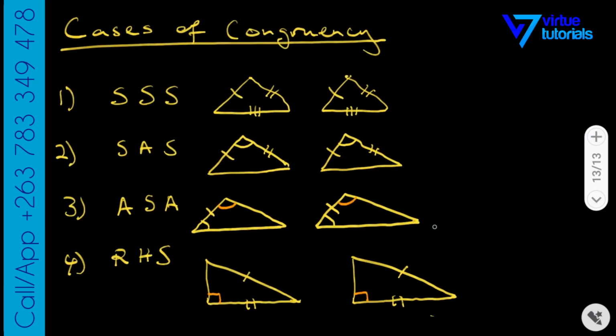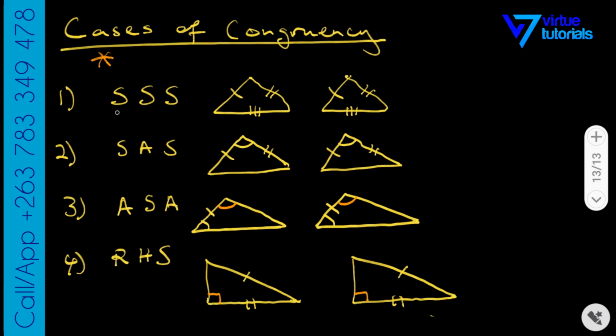Now, you have to have a method of identifying that two shapes are congruent. And there are four methods of identifying congruency between triangles. So we call those cases of congruency. Cases of congruency are the methods of identifying congruency between triangles.